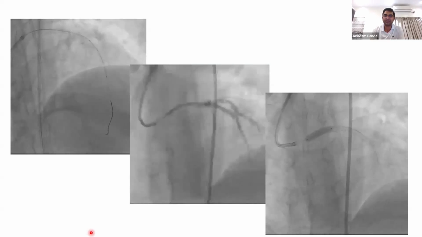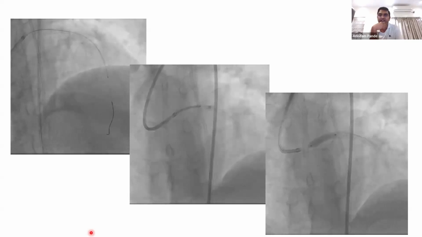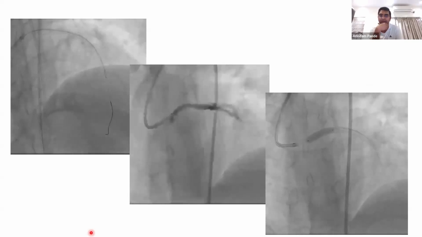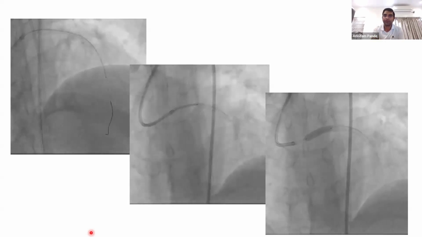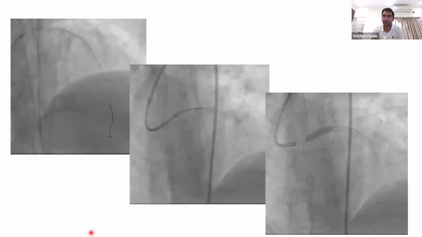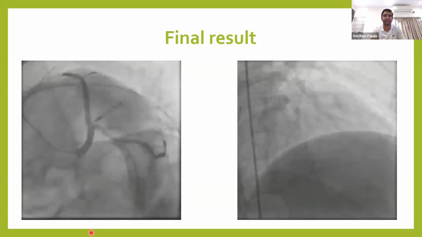IVUS optimization. Somehow, after 2 stent deployment, we observed some funny kind of opacity in the proximal part, distal part of the left main. So we also stented the left main. We did IVUS, it showed some dissection. Probably the dissection had gone into the left main, but we stented it. And after that, this was the final result.